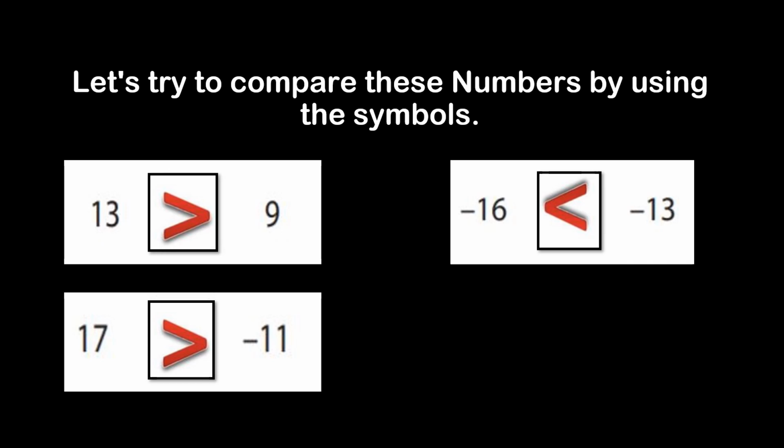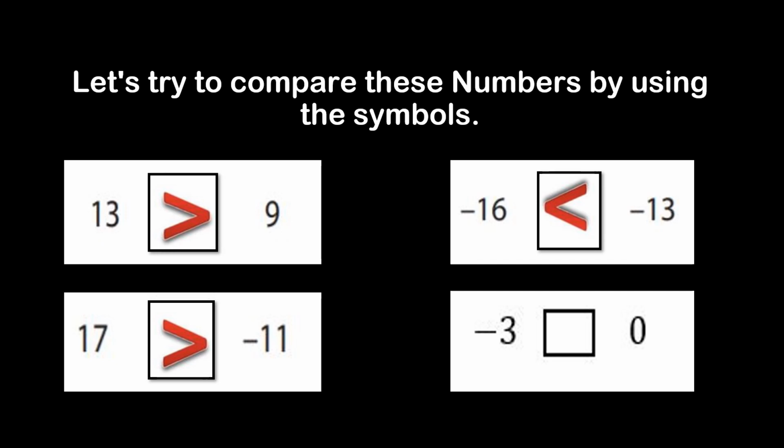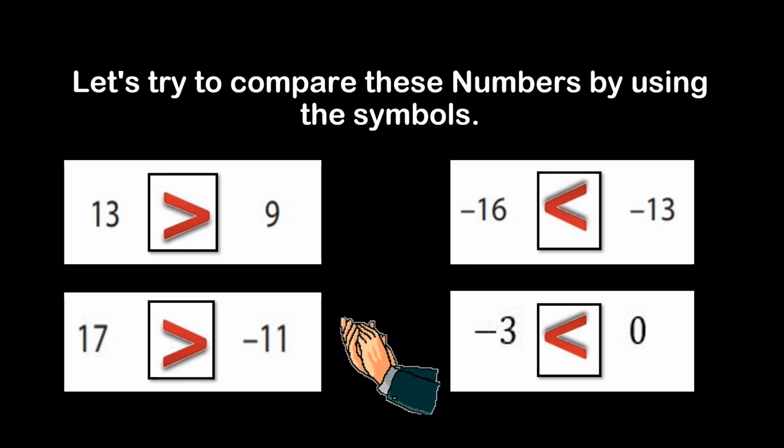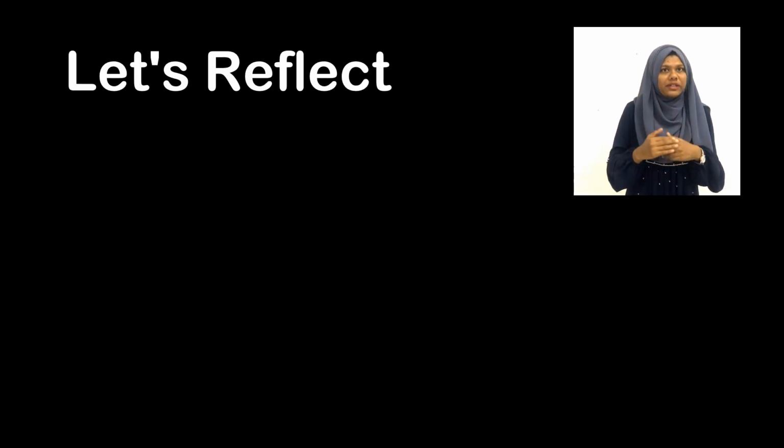Well, let's try the last one. In this question, you have got negative 3 and a 0. So what do you think, which integer will be bigger in this case? You are absolutely correct. It's 0. Always remember 0 will be bigger than any negative numbers. So the pointer will be facing to negative 3. Positive numbers will be always greater than the negative numbers. 0 will be always greater than any negative numbers. So that's the way you compare and order integers.